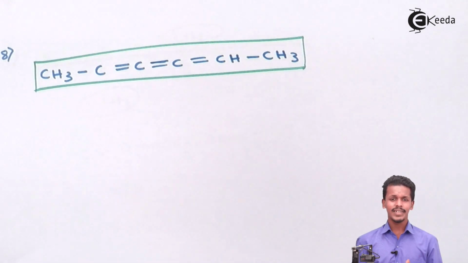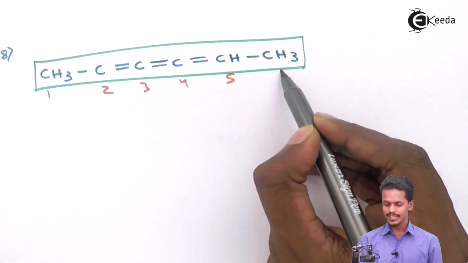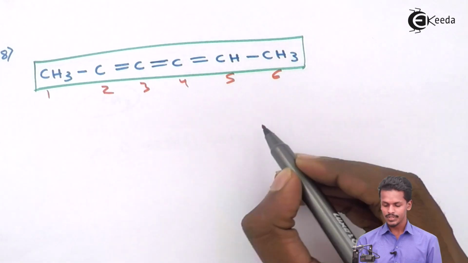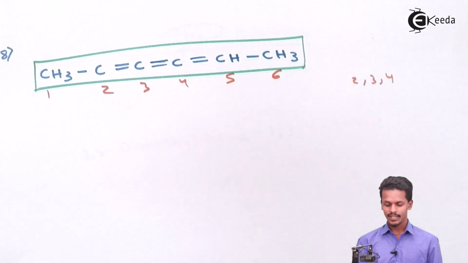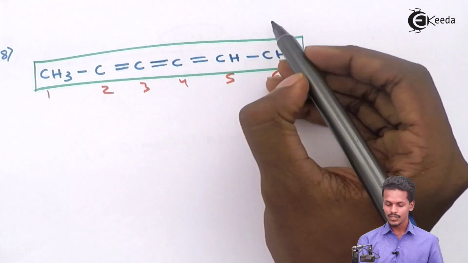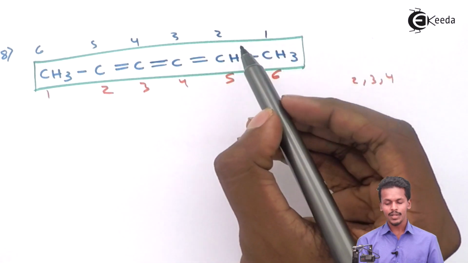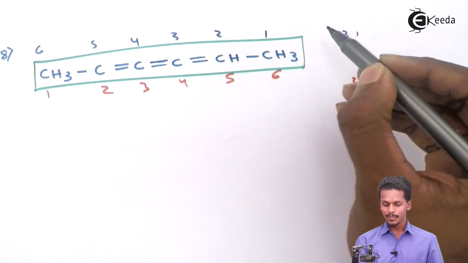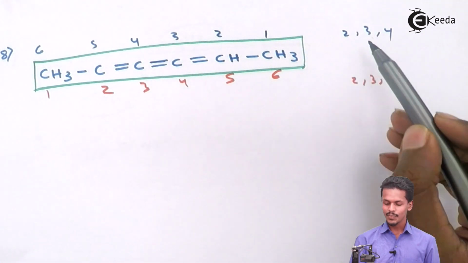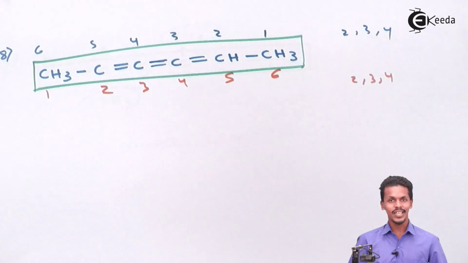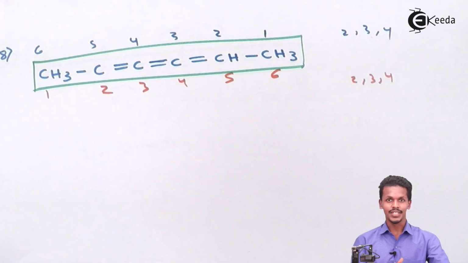In this case, let me give you an idea. Suppose I number from here 1, 2, 3, 4, 5, 6. The carbon-carbon double bonds start from carbon 2, then 3, then 4. What if I number it from this end, 1, 2, 3, 4, 5, 6? In this case, we see the carbon-carbon double bonds start at carbon number 2, carbon number 3, and carbon number 4. So if you notice, both are the same. So there is no need to give a preference from left to right or right to left. Both are the same while giving the number.